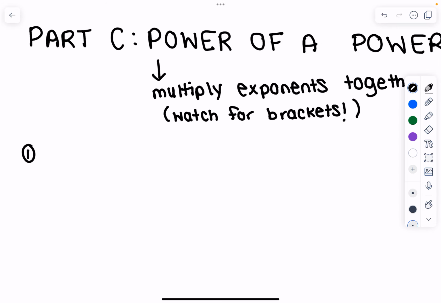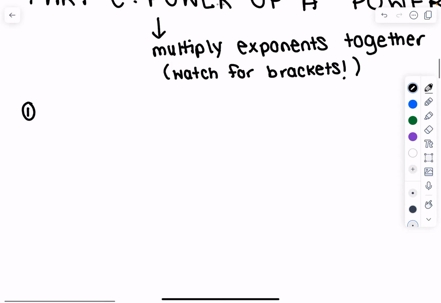Okay, keep your eyes peeled for any brackets. So let's try the first one. Again, I think just having an actual concrete example will help the most. So let's start off with a number as our base. So let's say we have 3 to the power 4, but then it's also to the power of 2. Okay, there's a few ways that we could tackle this. That squared means you're going to repeat that entire bracket twice. So we could write out 3 to the power 4 times 3 to the power 4.